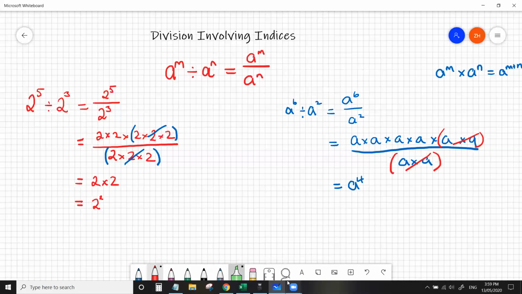So what we can notice is, if we're looking for a general rule, in this first one the powers were 5 and 3, and in the solution the power was 2. So that's 5 minus 3 gives 2. And in this second one, we've got powers of 6 and 2, and in our solution we have a power of 4, and 6 minus 2 is equal to 4. So that's going to be our general rule. We're going to have a to the power of m divided by a to the power of n. So the same base with different powers. We're going to keep the base and we are going to subtract the powers.